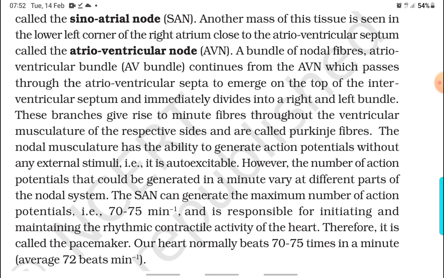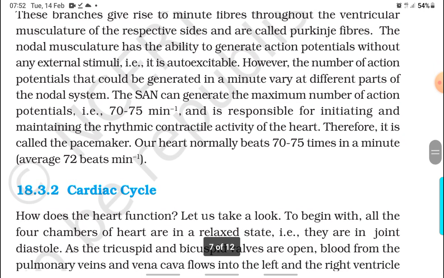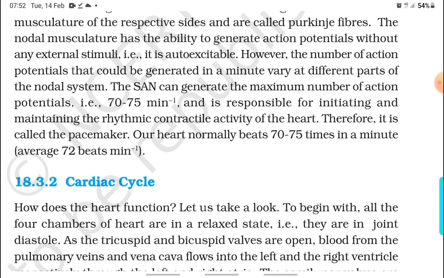However, the number of action potentials that could be generated in a minute varies at different parts of the nodal system. The SAN can generate the maximum number of action potentials, that is 70 to 75 per minute, and is responsible for initiating and maintaining the rhythmic contractile activity of the heart. Therefore, it is called the pacemaker. Our heart normally beats 70 to 75 times in a minute, average 72 beats per minute.